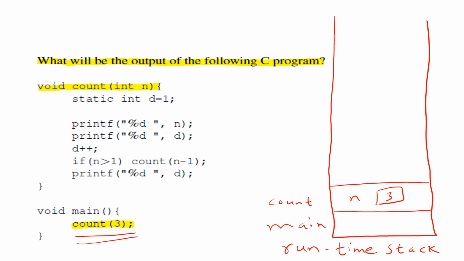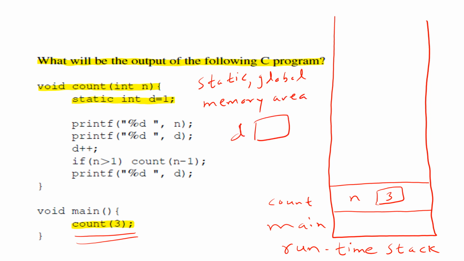Then we see there is a static variable initialized. Since this variable is static, memory for this static storage class variable will not be on the stack, rather it will be somewhere else in the static global memory area. Here we have memory for this variable d, and its value is 1.